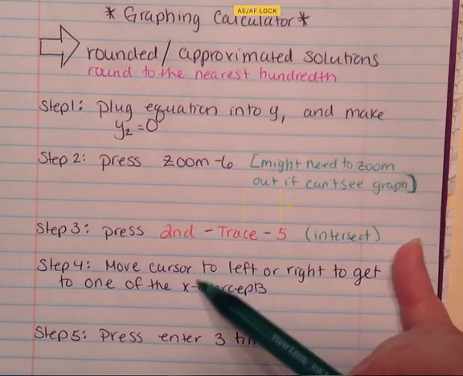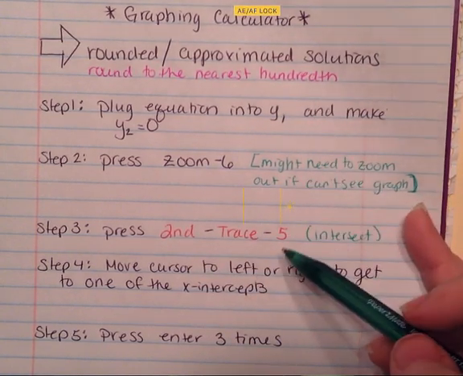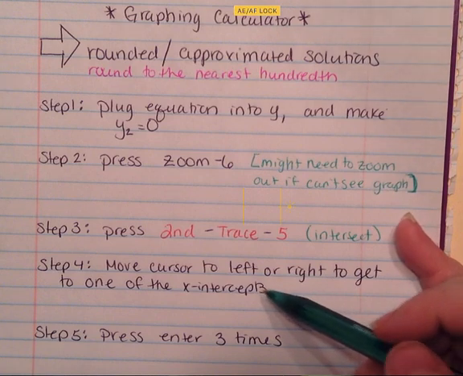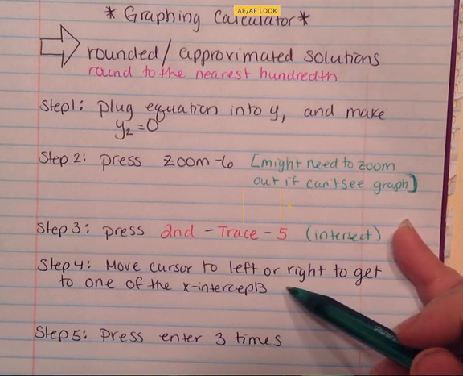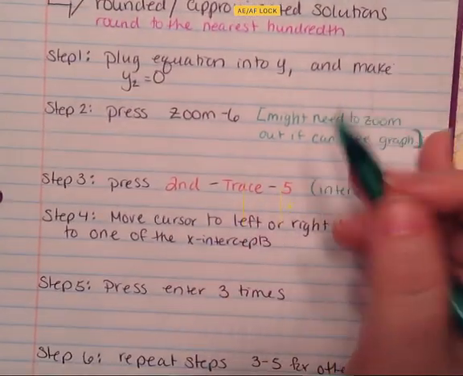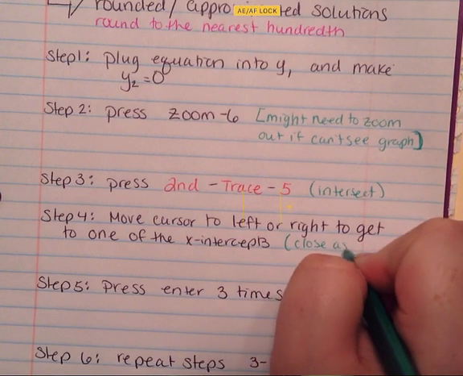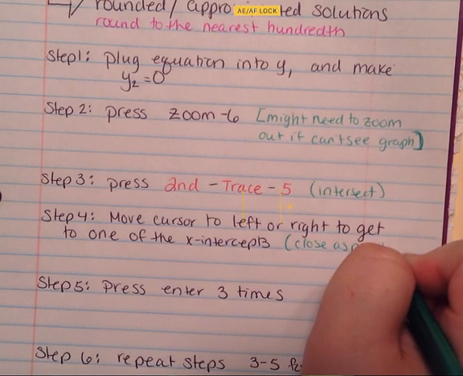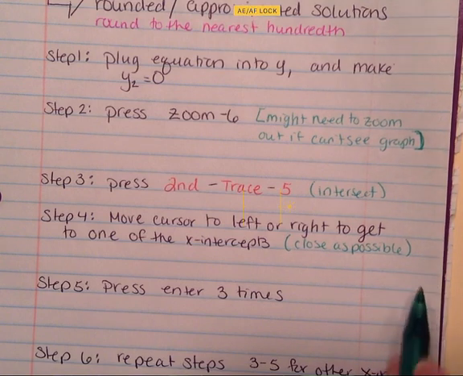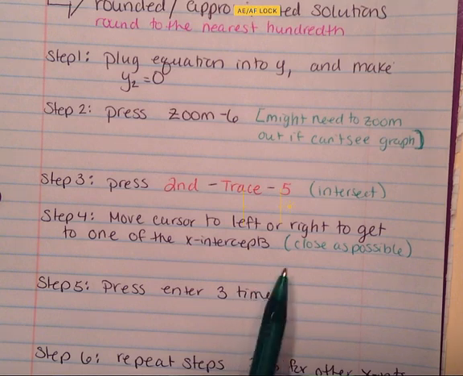So what you're going to do is move the cursor. You're going to press either left or right to make it go to one of the x-intercepts. Again, it's where it's crossing the x-axis. So we only want to go to one at the moment. Get as close as possible, because sometimes it won't be possible to actually get on the x-intercept because the cursor just won't let you. But as long as you're near that x-intercept, you can go to the next step.